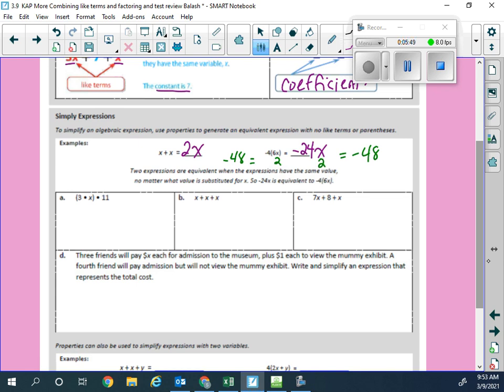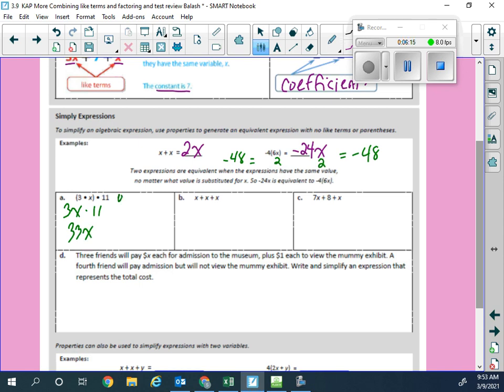When you simplify it, as long as both sides are equal, okay? Yes. Okay, so let's take a look at this one: 3 times x times 11. Well, I can either combine them the way they are, like 3 times x would be what? 3x. And then times 11 would be what? 33x.